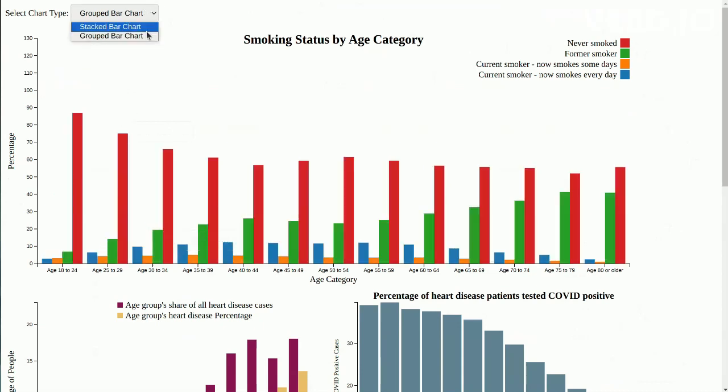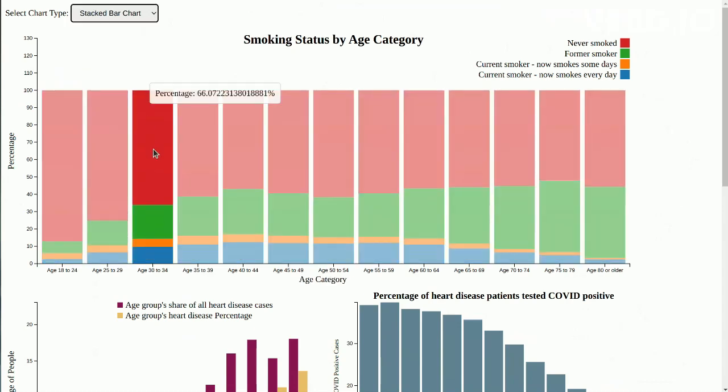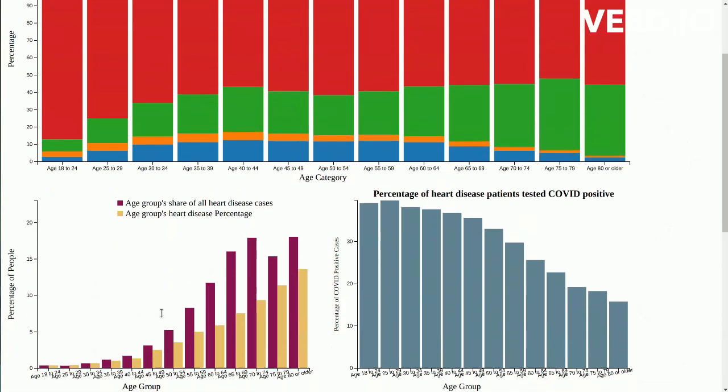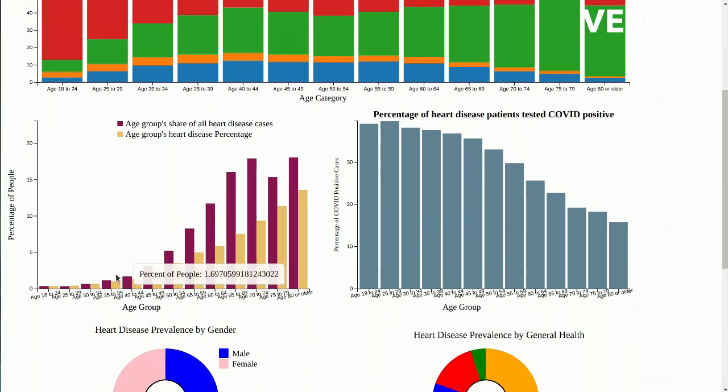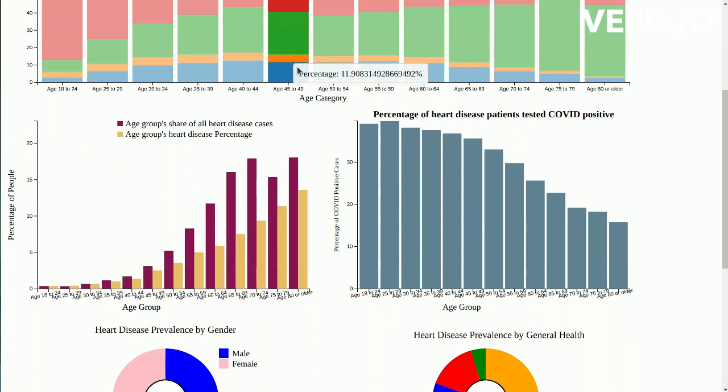The graph can be related to the above graph with respect to age category to develop an understanding of the relationship between smoking status and the percentage of heart disease in each age group.